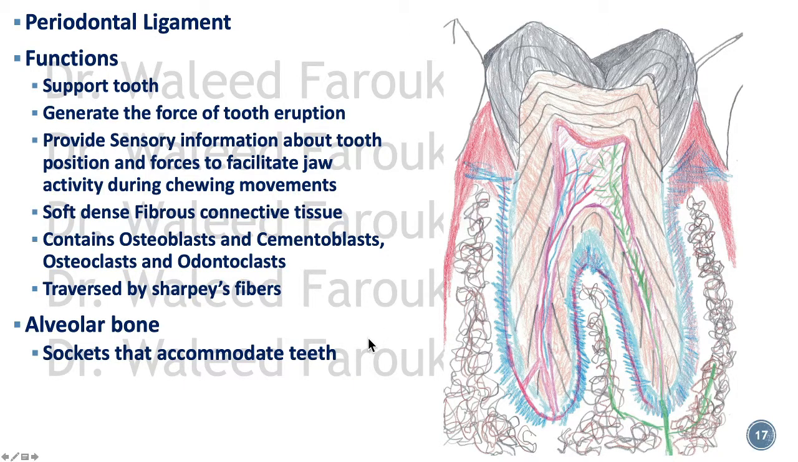Now, the periodontal ligament in histology contains osteoblasts that build bone, osteoclasts that destroy bone, cementoblasts that deposit cement, and odontoclasts that eat up the cement. I told you, the membrane varies in size through life.